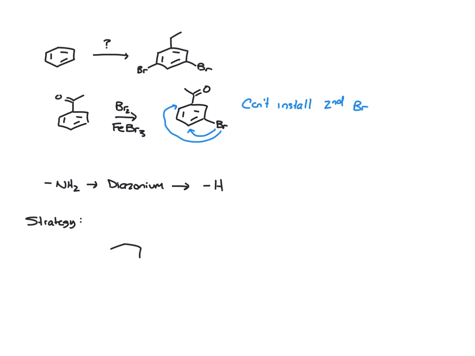We're going to start with benzene, and first put an NH2 group right here. All right, that NH2, we're going to use that as kind of our main director and take advantage of it, but eventually remove it. So we're going to put that NH2 on. We're going to convert that to a bulky group. That will allow us to install the ethyl.